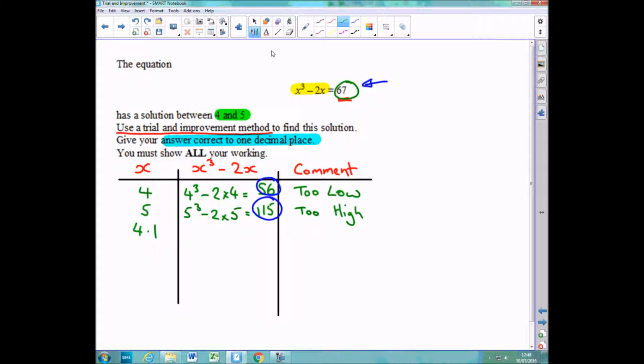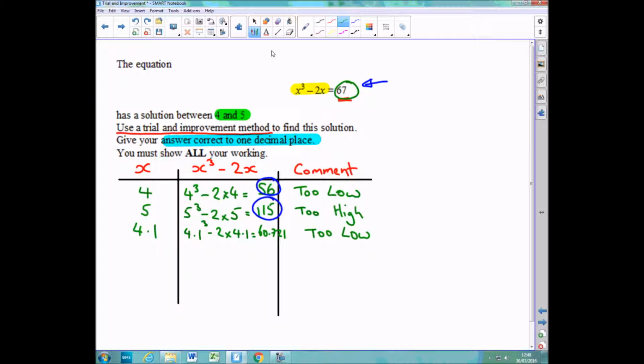That should hopefully save me some time and workings. So I'm going to put 4.1 into my formula: 4.1 cubed minus 2 times 4.1. Working this out on my calculator, I get the answer of 60.721. I need to make my comment, and my comment's going to be that this is too low. Remember, I'm trying to get an answer of 67. So if it's too low, I need to pick one bigger.